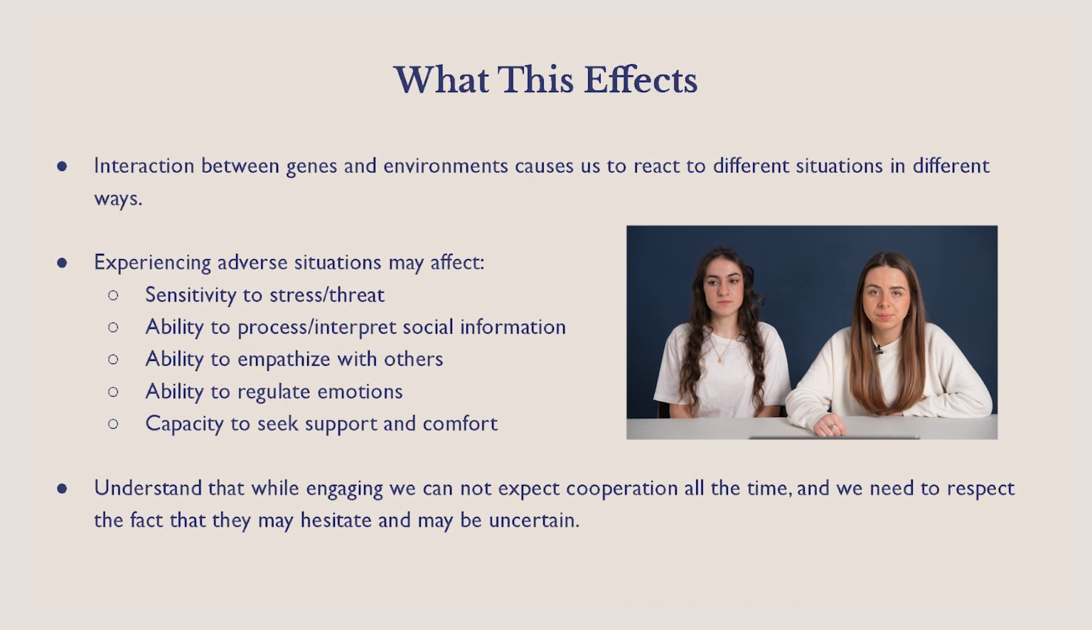When these processes and abilities are affected, it is completely understandable that the individual may perceive more of a threat than there actually is. Evidently, there will be an impact on their relationships with the people around them if social information processing and the ability to empathize is affected. Struggling with emotional regulation can lead someone to feel emotions very intensely or atypically, which can impact their behaviors and approaches to situations. It is important to understand that we cannot expect cooperation at all times, and need to respect the fact that youth may hesitate and may be uncertain in certain situations and speaking with new people.